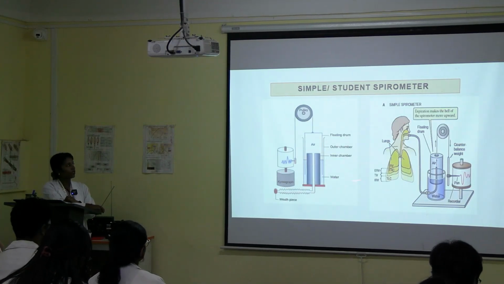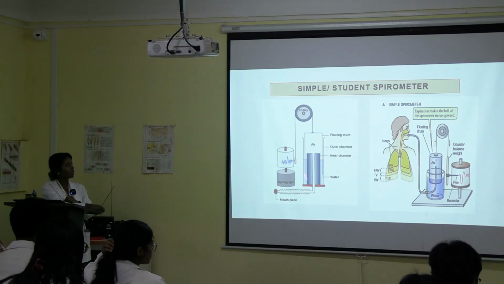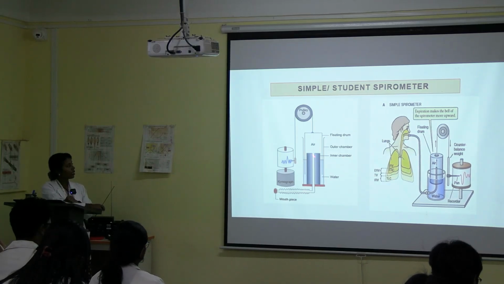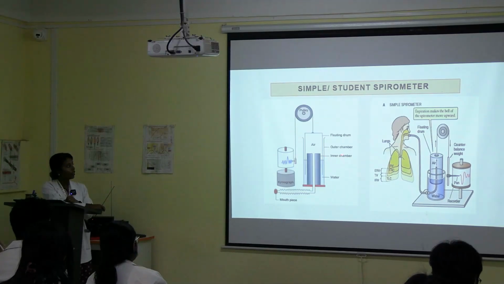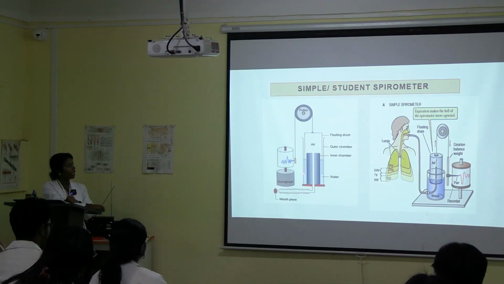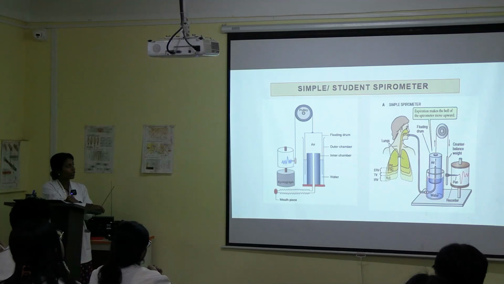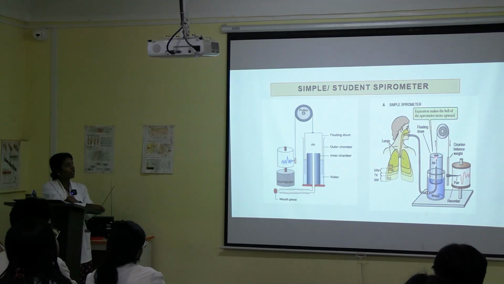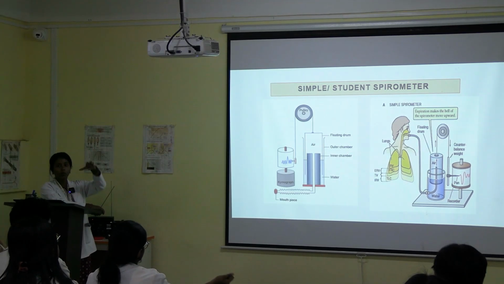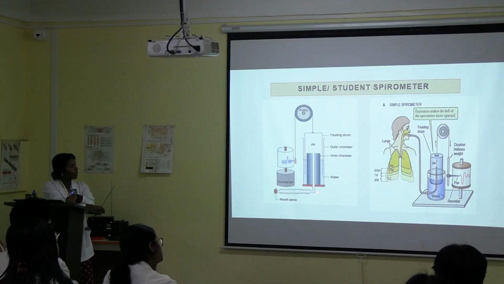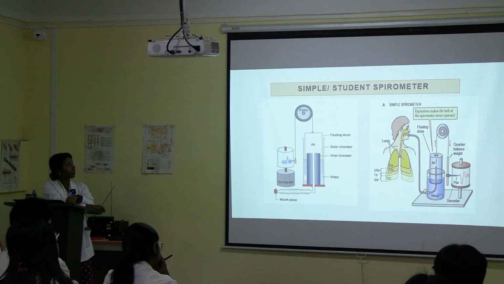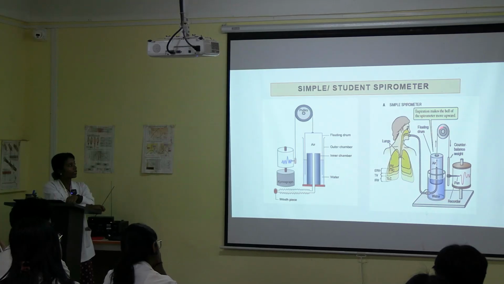So this is the simple one we have in our department, but this is a little different. We call it a double wall cylinder. It has an outer chamber and an inner chamber. You can look over here: this is the outer chamber and we have the inner one. The inner one is like an inverted bell, and it will be connected through a mouthpiece. And this is the pulley, which will be attached to your inverted bell.